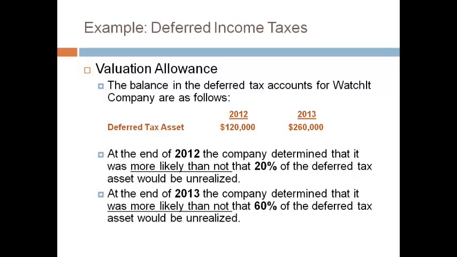At the end of 2013, the company determined that it was more likely than not that 60% of the asset would give future benefit. This means that it is necessary to have a valuation allowance for 60% of the deferred tax balance of $260,000 or $156,000.